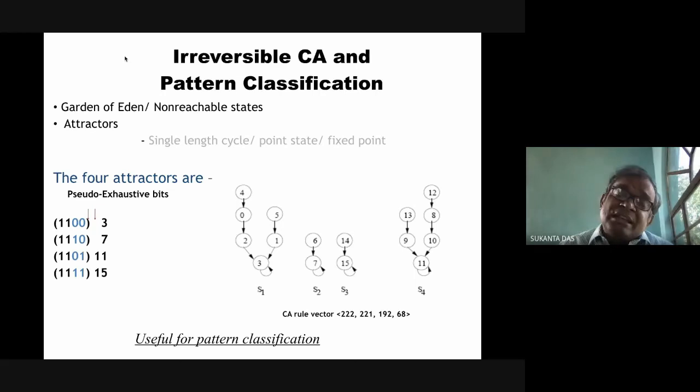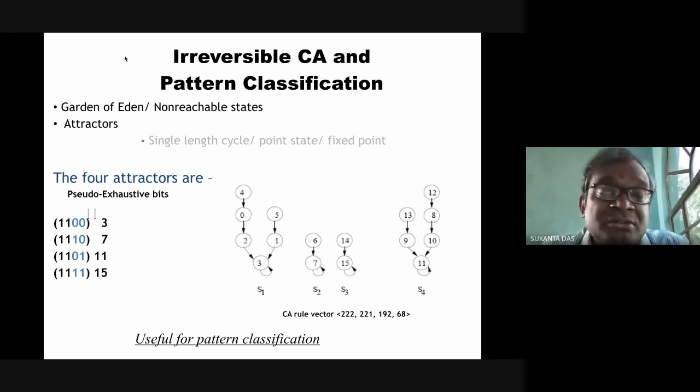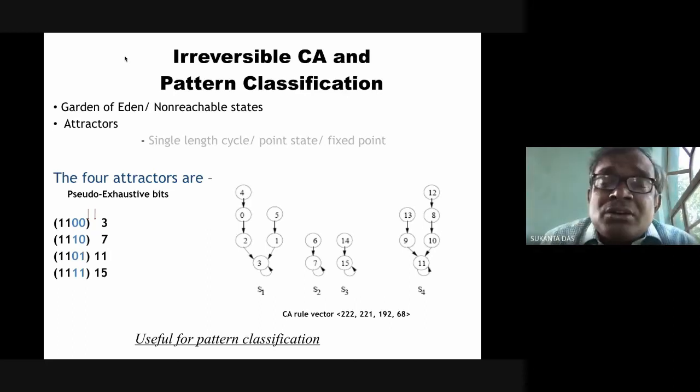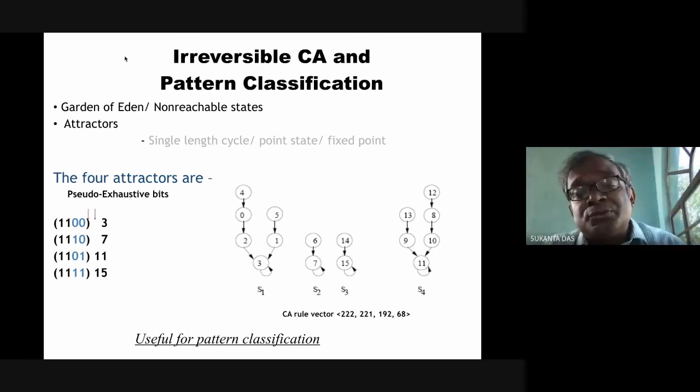I can always classify the patterns, recognize the patterns if I store everything in my database. But in real time, if you want to recognize a pattern, storing will not work. Rather, you develop some machine, you train the machine, it is the learning phase. So during the learning phase, you give some information to the machine that this attractor means class 1, this attractor means class 2.